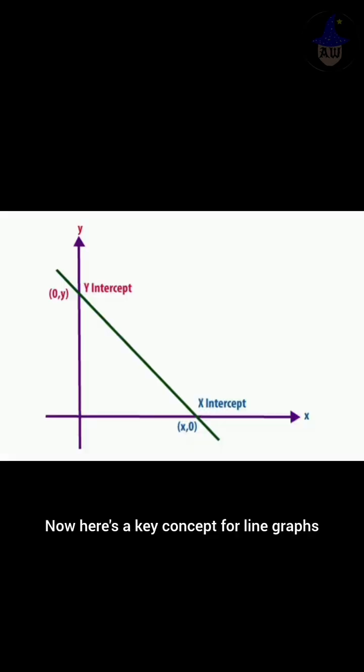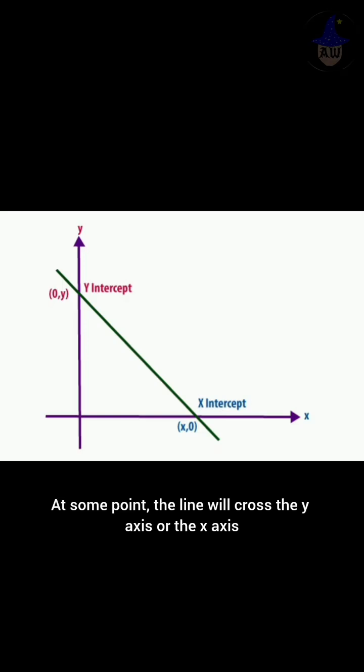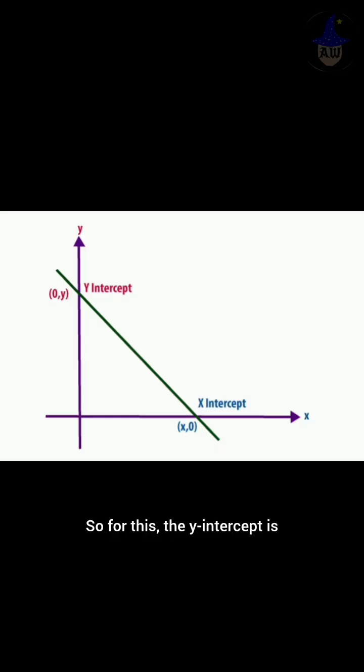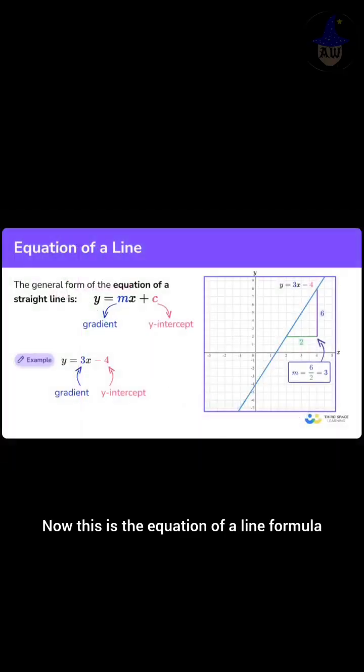Now here's a key concept for line graphs. You're always going to have an x and y intercept. At some point, the line will cross the y-axis or the x-axis. So for this, the y-intercept is where x is equal to 0, and the x-intercept is where y is equal to 0.